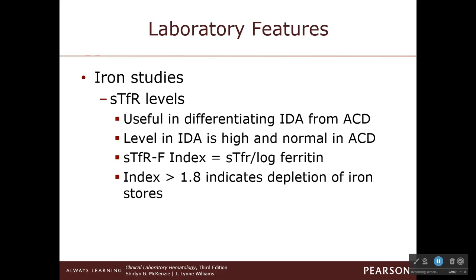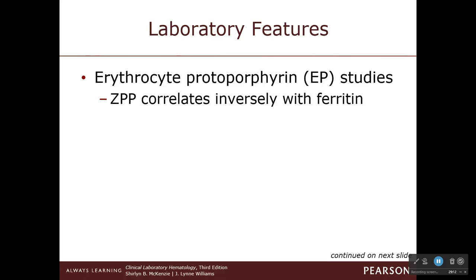STFR, serum transferrin receptor levels, is what this is. Useful in differentiating IDA from ACD, which is anemia of chronic disease. Okay? Remember, we're going to talk about that in just a minute. The level in IDA is high and normal in ACD. All right, and then there's some calculations there, and I don't really care if you know that, okay? So all that's calculated for you.